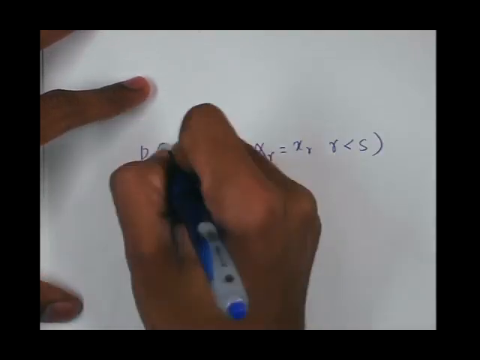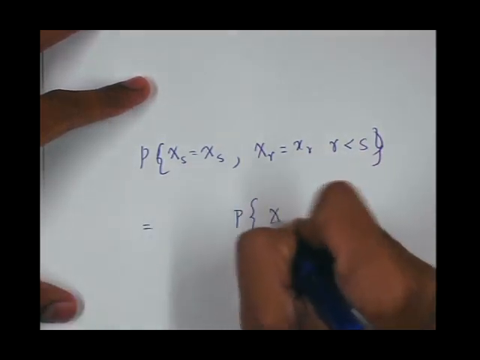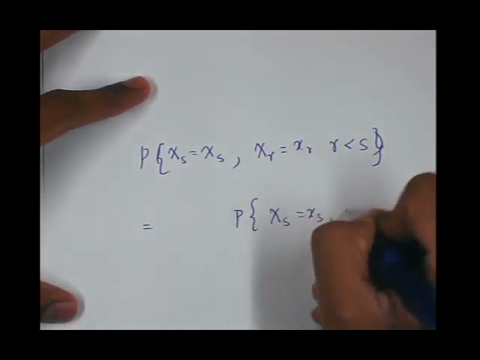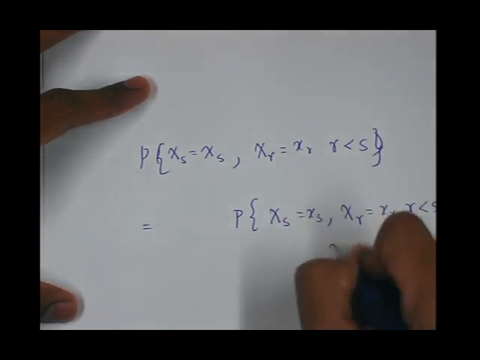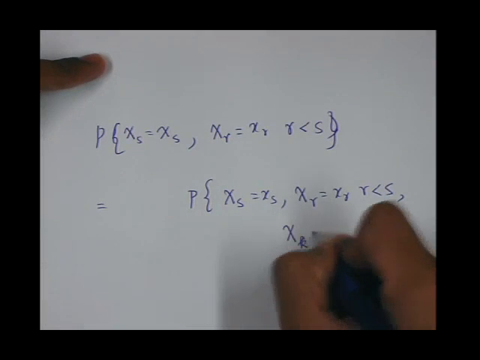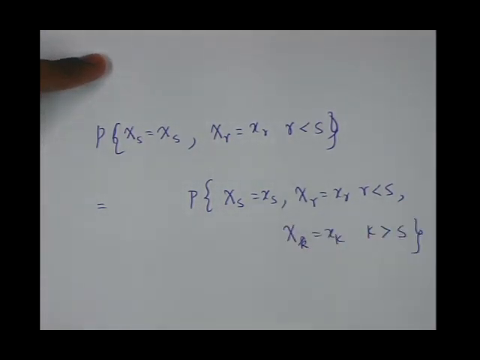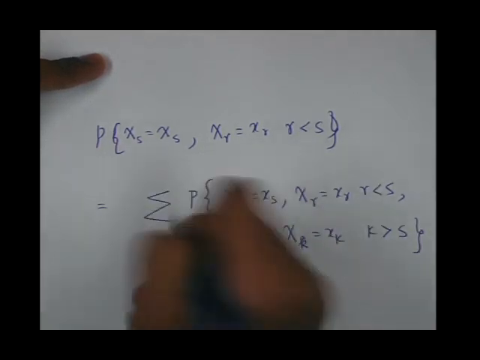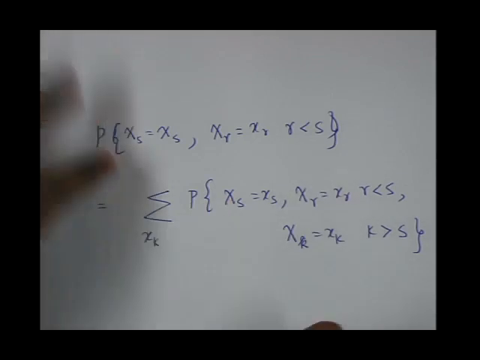So this is what we're trying to find out, and this is the same as the probability of xs is equal to xs, xr is equal to xr for r less than s, and xk is equal to xk for k greater than s. Right? Your center pixel, the pixels prior to it, and the pixels after it, and you're going to, of course, sum this over xk. So you're going to sum it over all the xk.